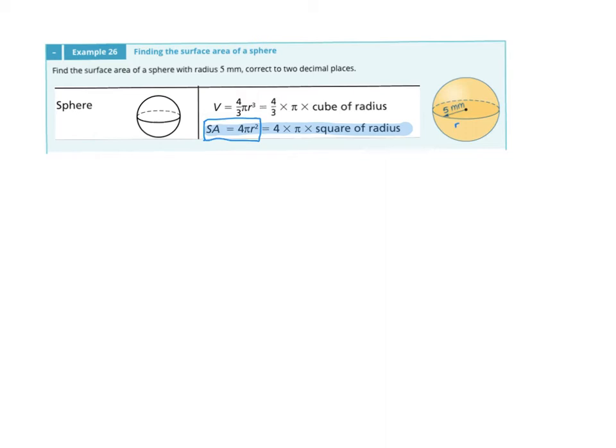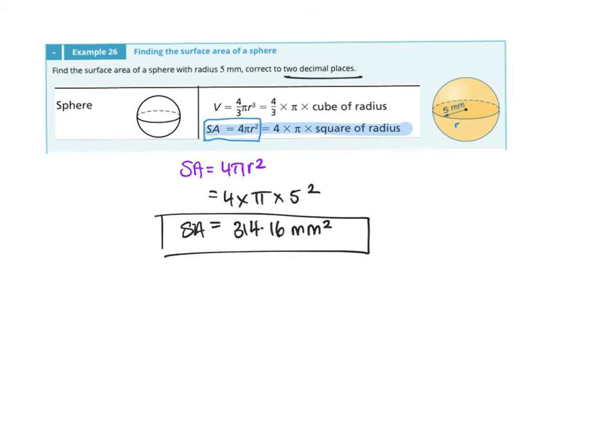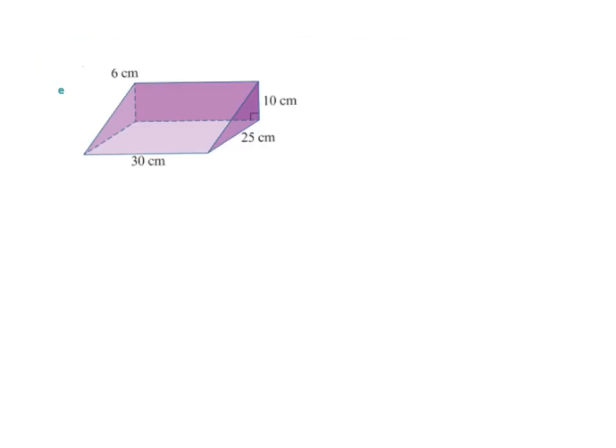If we were doing this example, let's write out our formula for a sphere. It's a sphere, and then you just put in your numbers. The radius is 5 squared. Get your answer. Okay, I get 314 point. Now, did it say 2 decimal places? So 314.16. It was in millimeters, and it's squared because it's an area formula. So surface area.